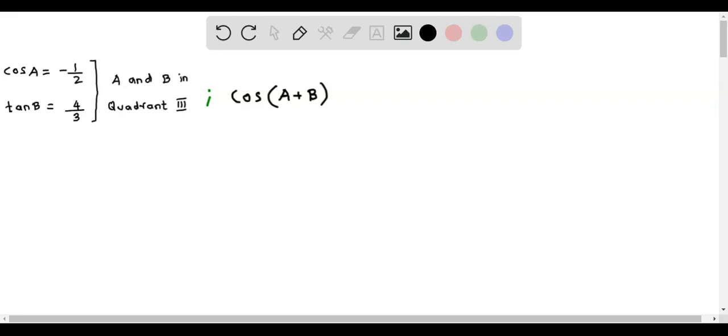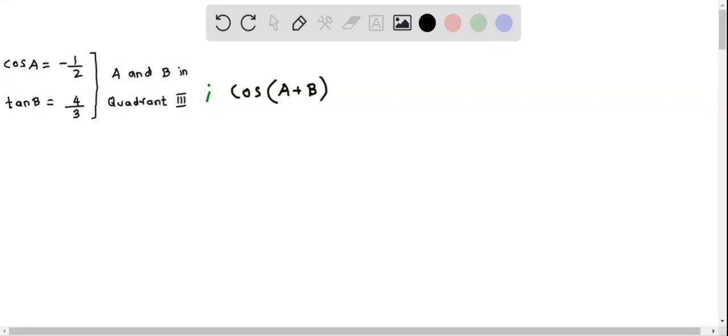We will now determine the value of cos of a plus b using the given values of cos a equals negative 1 by 2, tan b equals 4 by 3, where a and b both lie in quadrant 3. So first, let me expand this using the sum identity. According to the sum identity, cos of a plus b is expanded as cos a cos b minus sin a sin b.